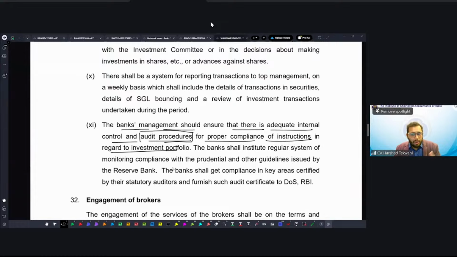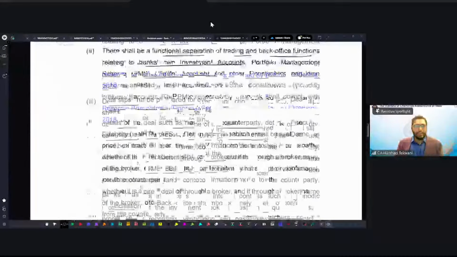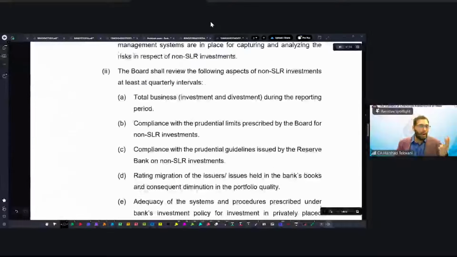Plus, as an auditor, we are already required to report on this. The banks shall get compliance in the key areas certified by their statutory auditors and furnish an audit certificate to the DOS of RBI on the investment area. So auditors are required to issue a certificate, and you can only issue a certificate when you know what the requirements are. This is how you will evaluate the internal control, evaluate the regulations, and understand and audit the investment area.